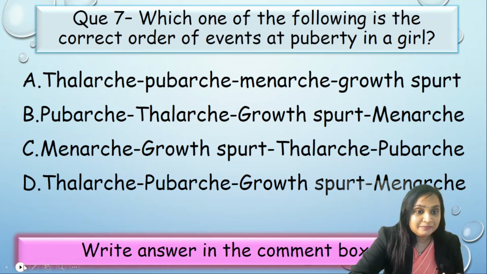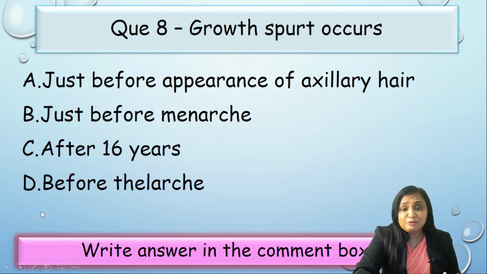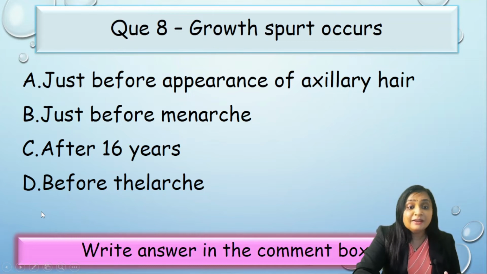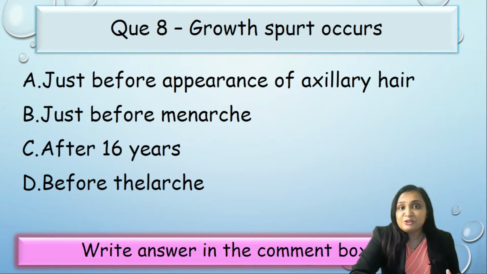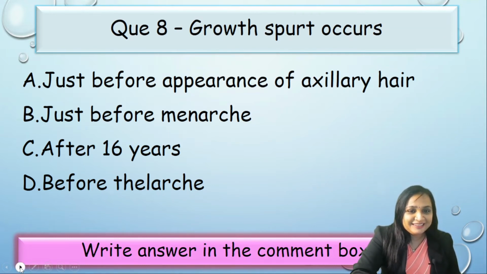confidently. Question number 8. Growth spurt occurs A, just before appearance of axillary hair, B, just before menarche, C, after 16 years, or D, before thelarche. This is also an easy question. If you are not sure, I suggest that you repeat the video of that part and you will be able to answer this question.